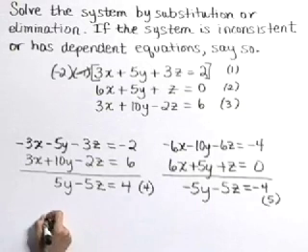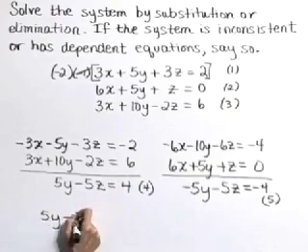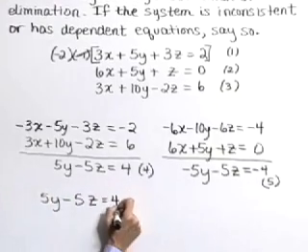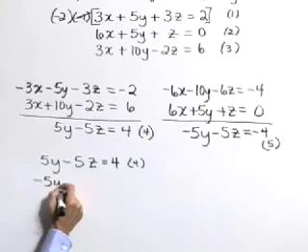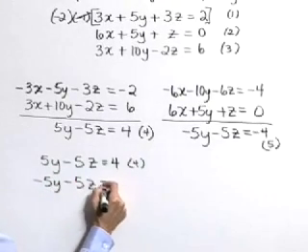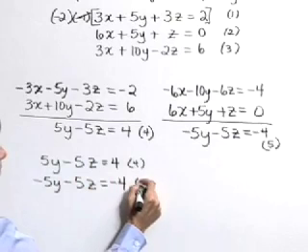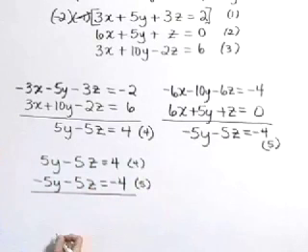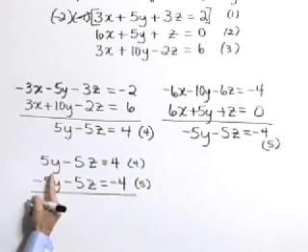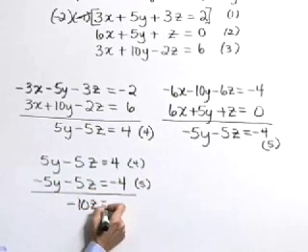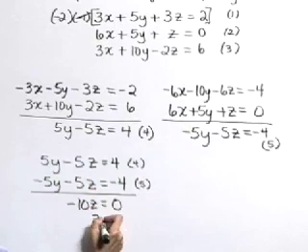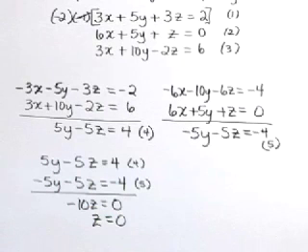Rewriting equation 4, 5y minus 5z is equal to 4. Rewriting equation 5, negative 5y minus 5z is equal to negative 4. If we add these equations together, our variable y is going to eliminate, leaving us with negative 10z is equal to 0, or z is equal to 0. So we found the value for one of our variables. We found the value for z.